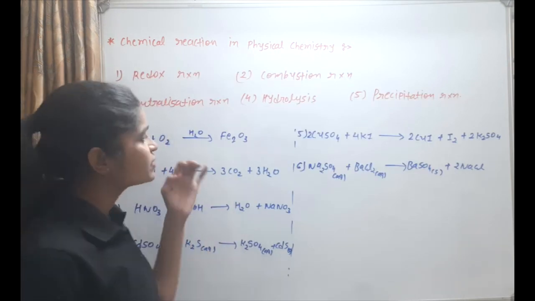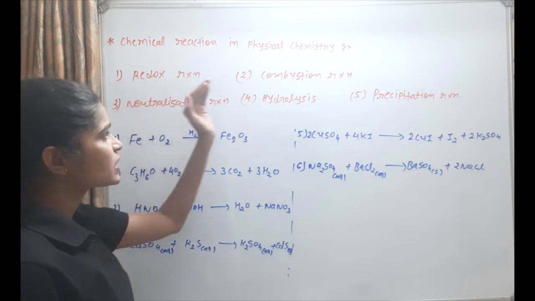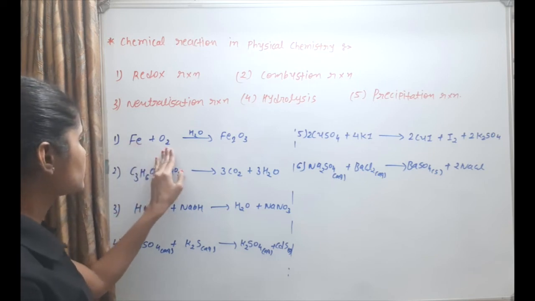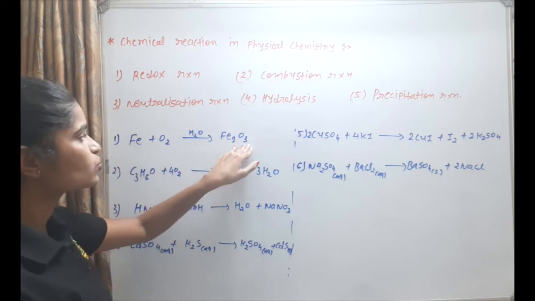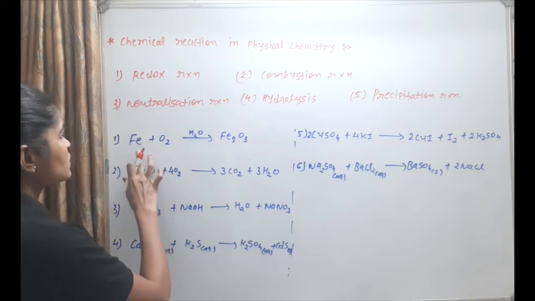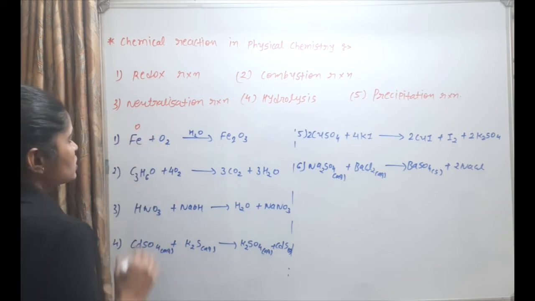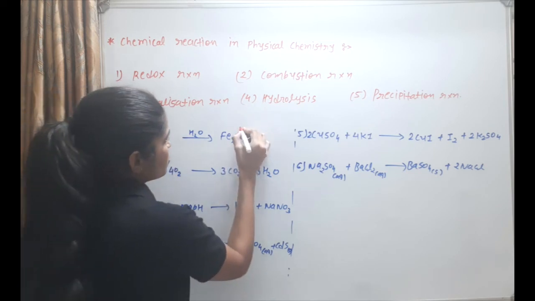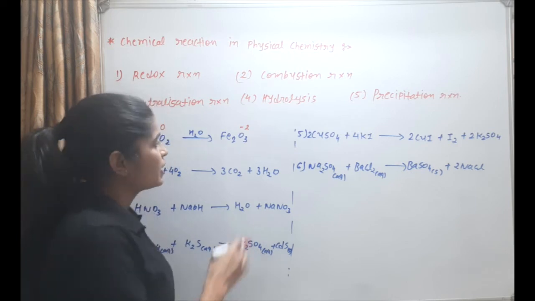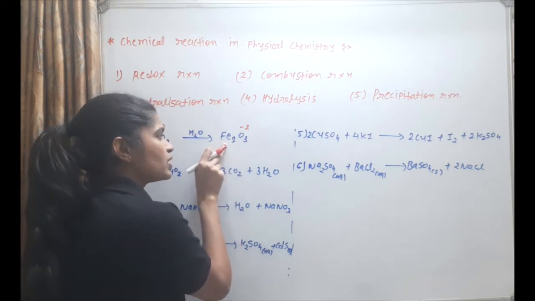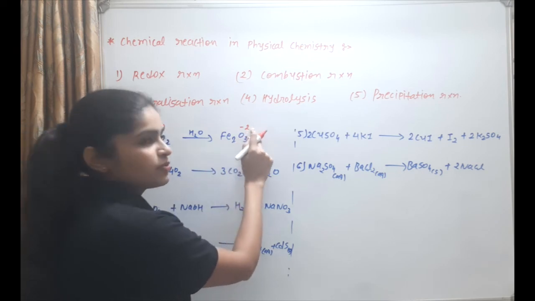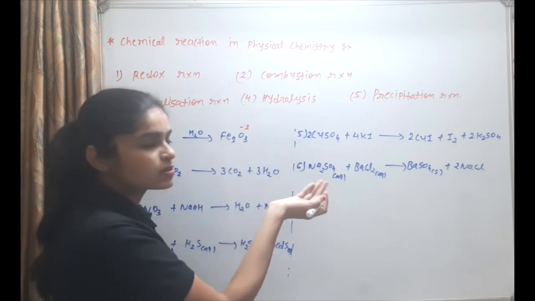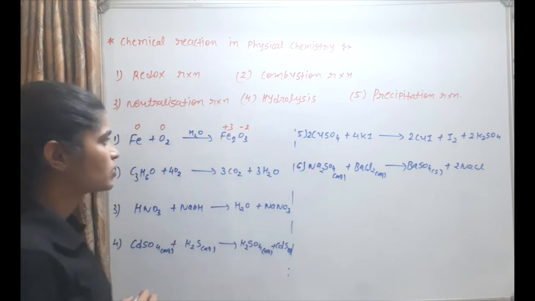How do we identify which reaction is a redox, combustion, neutralization, hydrolysis or precipitation reaction? First start with Fe plus O2 converted into Fe2O3. In this reaction, Fe has oxidation state 0 and oxygen has oxidation state 0. In the product, oxygen has oxidation state minus 2. Now find the oxidation state of Fe: 3 multiplied by minus 2 is minus 6, divided by 2 gives minus 3, so Fe is plus 3.